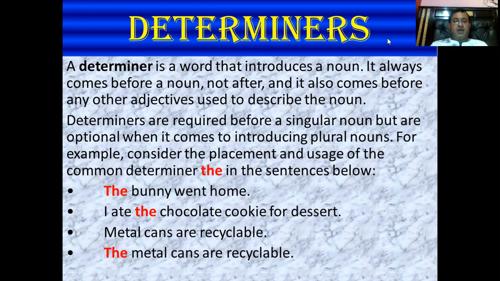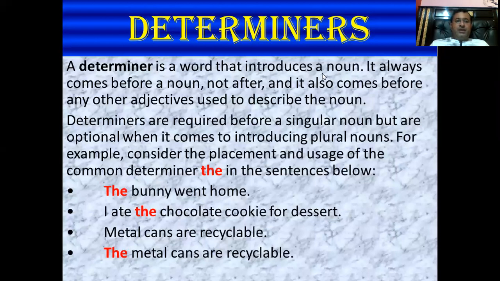Very first is: The bunny went home. Here the determiner the is used with bunny. Here we are talking about a particular bunny, so a determiner the is used. Next: I ate the chocolate cookie for dessert. Next: Metal cans are recyclable. The metal cans are recyclable.